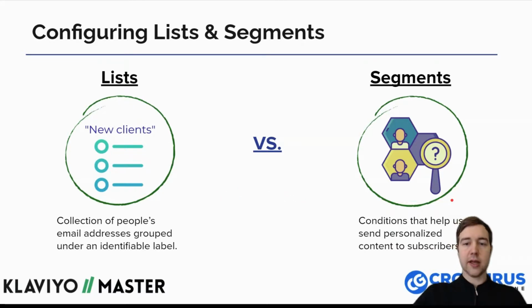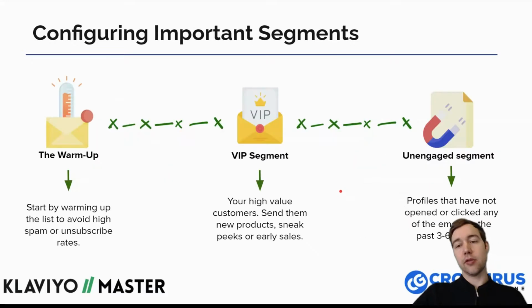Well, let's look into the segments then. And what are the 3 segments that we should have on the account? So configuring the most important segments for Klaviyo. And this circles all the way back to the account opening or the video opening here. So the warm-up segments, these are the ones that are likely to engage a lot. And this is a good way to warm up the account to avoid high spam and unsubscribe rates. So we start by warming it up, sending it to the smallest segment of warm-ups. And then once we start seeing improvements, we send it to a more significant segment.